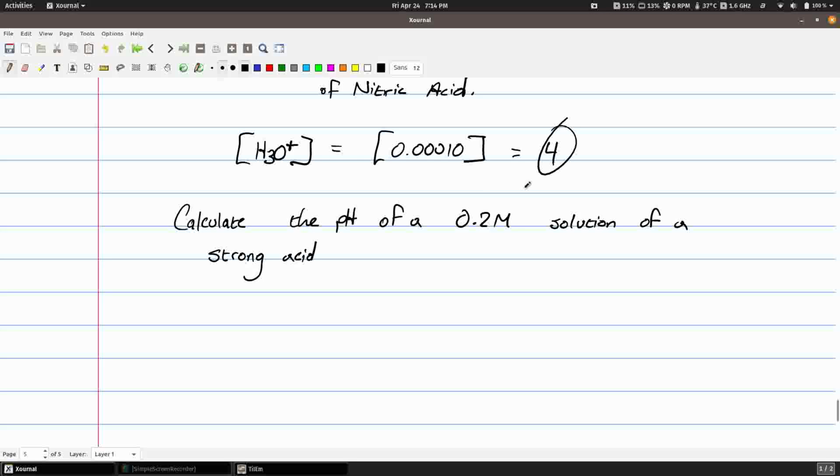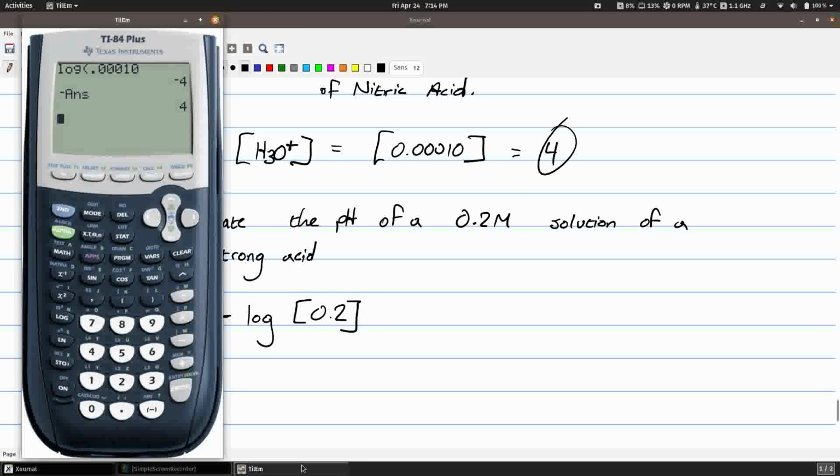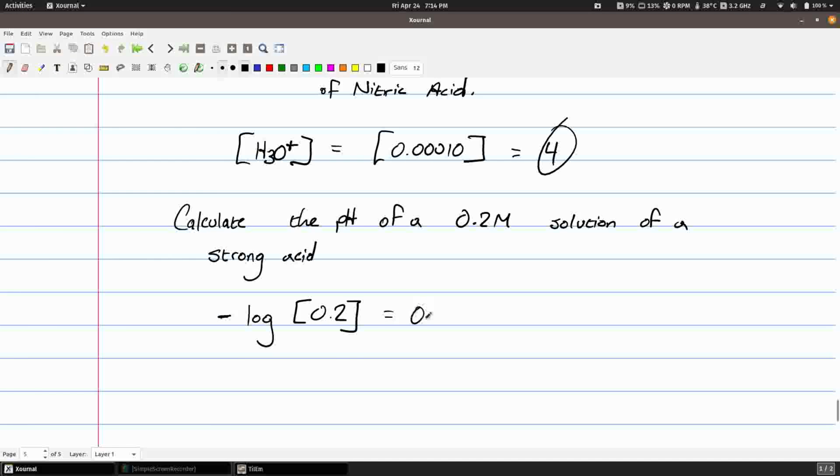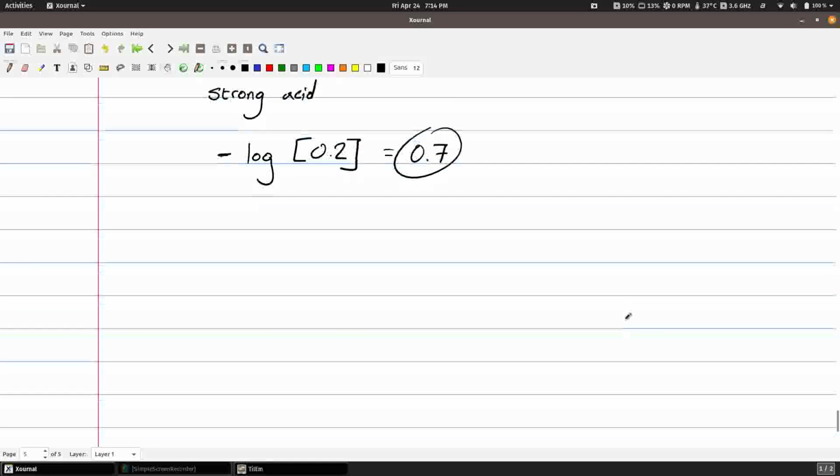Now, calculating the pH of a 0.2 molar solution of strong acid. We do negative log of 0.2 and then figure out what our pH is. So negative log of 0.2 is equal to a pH of about 0.7, which is super strong. And that's how you really calculate it if you have the hydronium concentration. Bases are a little different.